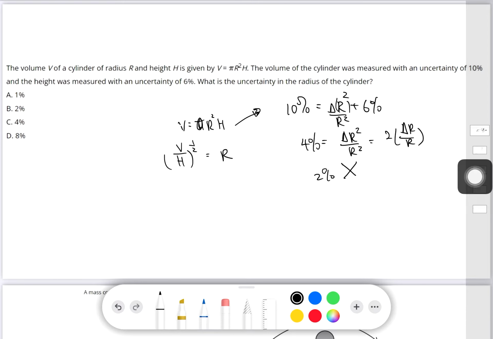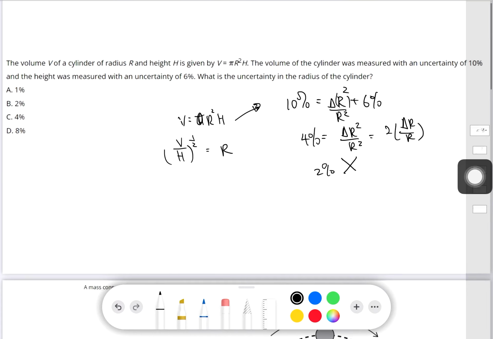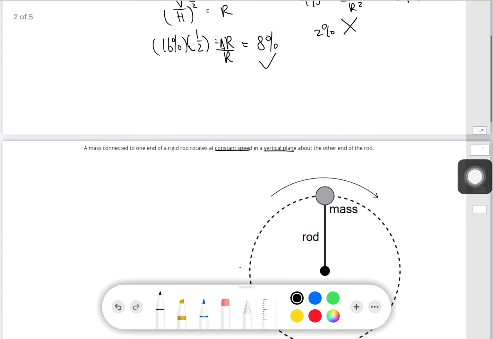Based on the sum of relative uncertainties, because it's a division operation, we get 16%. And based on the power rule, we know that when it's taken to a power of n, the uncertainty gets multiplied by n. So we multiply by 1 over 2, which equals 8%. Therefore, D. Remember to take the method on the left and not the method on the right.